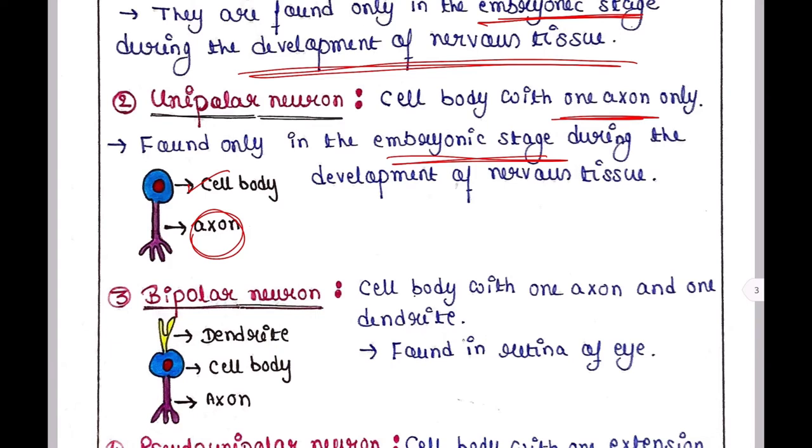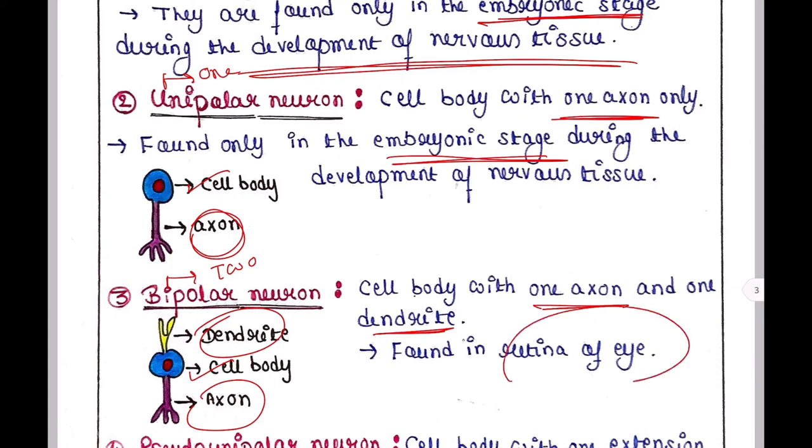Next is the bipolar neuron. Here the cell body has one axon and one dendrite. That's why it is named bipolar neuron. Bi means two, so it has two processes. In case of uni, uni means one, so only one process was there. Here two processes are there. These bipolar neurons you will get in the retina of the eye.